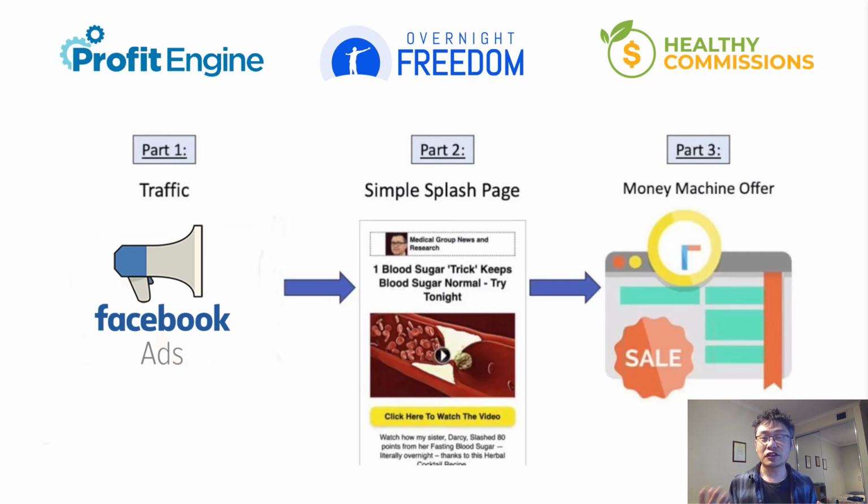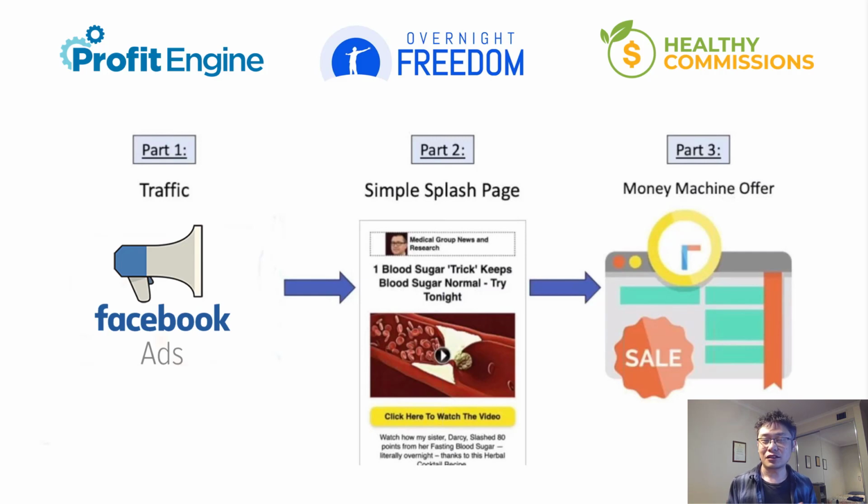So part 1, the ad. In the case of Profit Engine, Overnight Freedom, and Healthy Commissions, the ad method or the traffic that they used was Facebook ads. So back in the day, Facebook ads had great success, and so that's what they were using. Facebook ads then send traffic to the pre-sale, like a simple splash page. The purpose of this splash page is to pre-sell the person who visits the page before sending them off to the money machine offer, right? Or the offer, part 3.